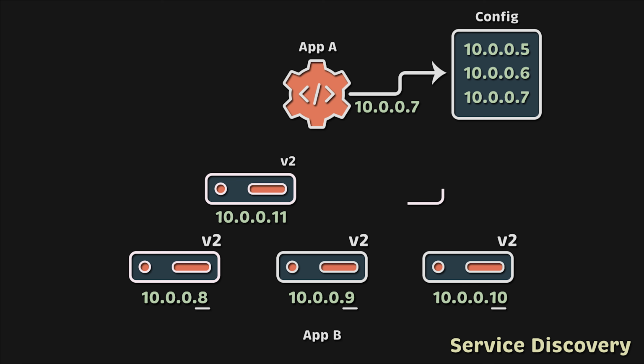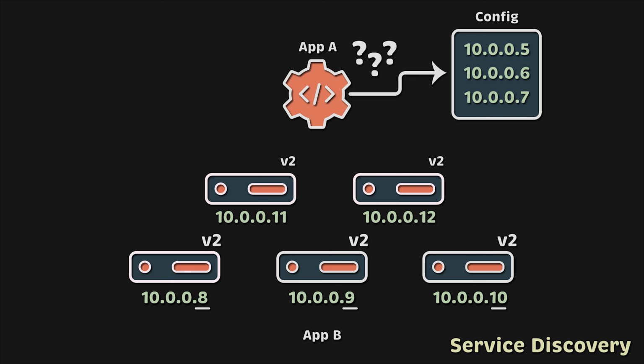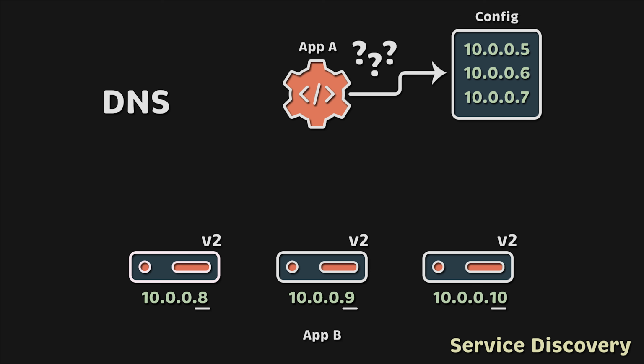New versions might spin up on different VMs or containers with fresh IP addresses. If App A is still using the original addresses, it has no way to reach the new instances, leaving them untouched and effectively useless. A simple fix is DNS, a classic service discovery mechanism. When you update your app, you update your DNS records. It works, mostly, but DNS has two major flaws.